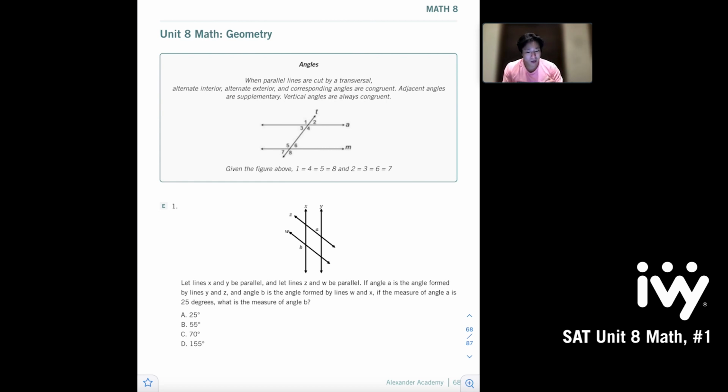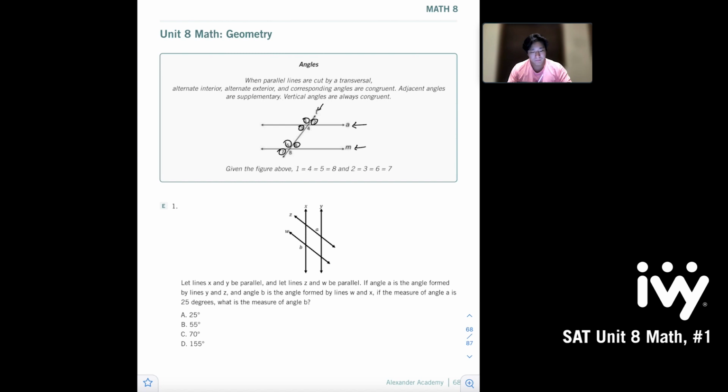When parallel lines, like A and M, are cut by a transversal T, alternate interior, alternate exterior, and corresponding angles are congruent. Alternate interior angles are angles like 3 and 6, alternate exterior are angles like 2 and 7, and corresponding angles are angles like 1 and 5.